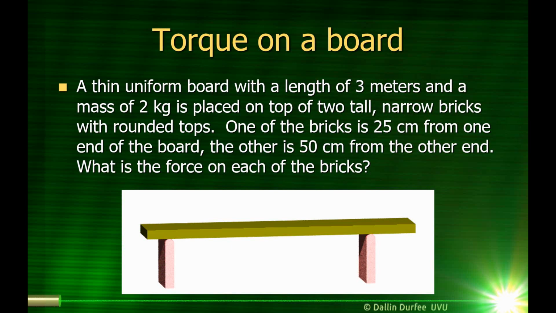A thin uniform board with a length of 3 meters and a mass of 2 kilograms is placed on top of 2 tall, narrow bricks with rounded tops. One of the bricks is 25 centimeters from one end of the board. The other is 50 centimeters from the other end. What is the force on each of these bricks?